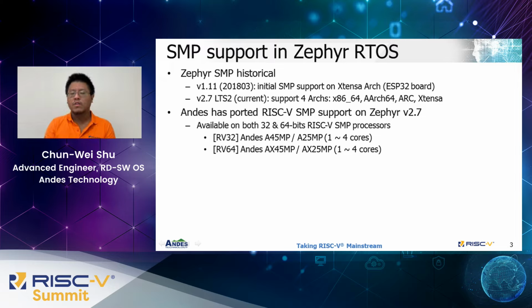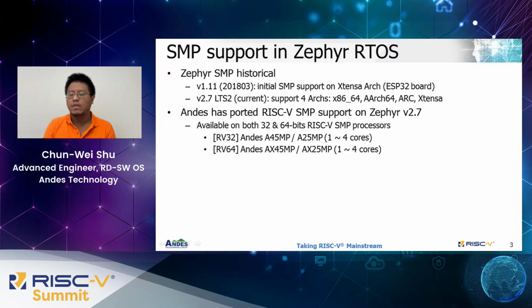Okay, first, I'd like to share the current status of Zephyr SMP. Zephyr started to support SMP 3 years ago in version 1.7 on the Xtensa architecture, and currently, Zephyr 2.7 supports SMP on 4 architectures, but it doesn't contain RISC-V architectures. Thus, Andes has ported RISC-V SMP support on Zephyr 2.7.